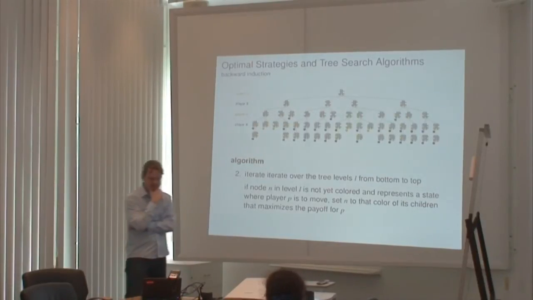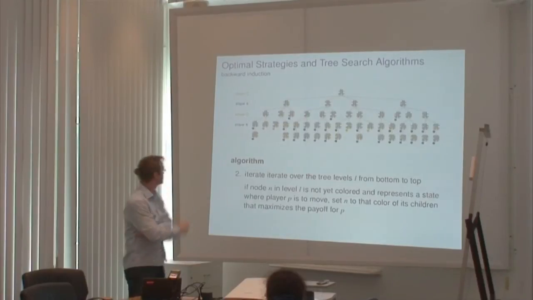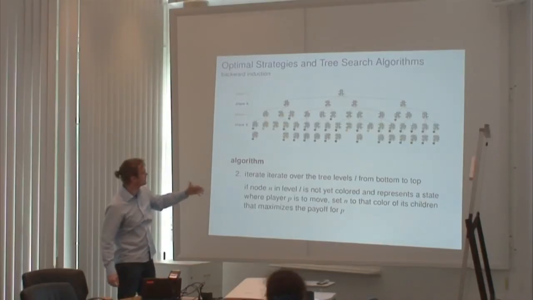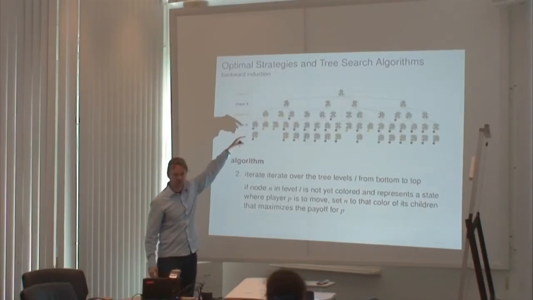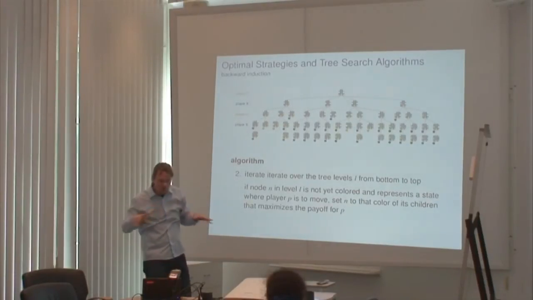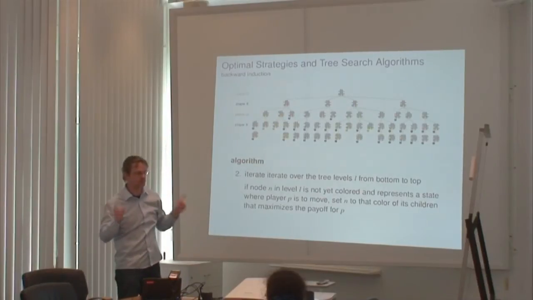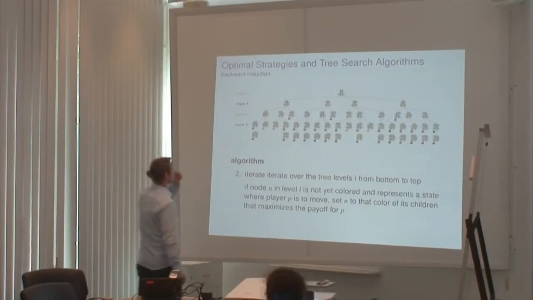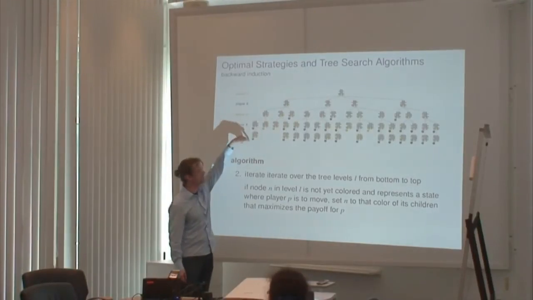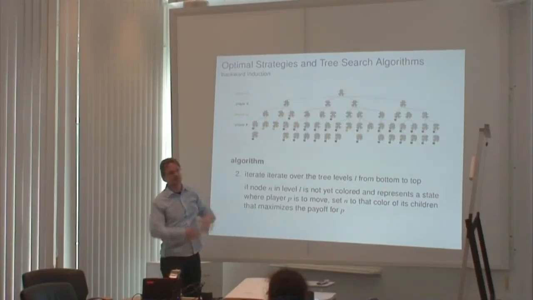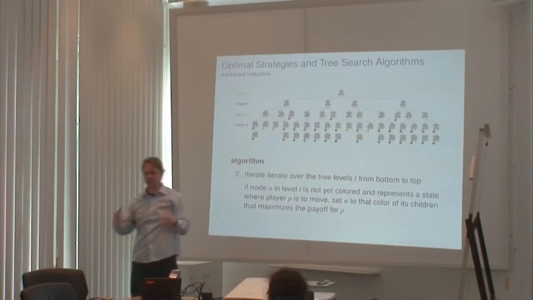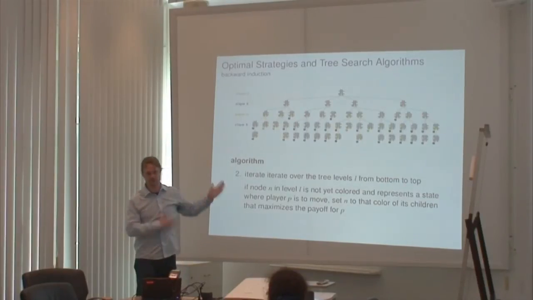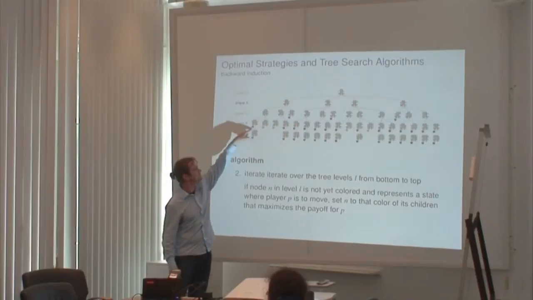And it represents a state where player P is to move, in this case player cross. Then we set the node in question to the color of all the children that would indicate the highest payoff for P. In this case, this is fairly simple because this node just has one child node, and that child node would actually indicate a win of player 1. So the highest payoff of player 1 is that player 1 will win. So we just propagate this blue color to that node.